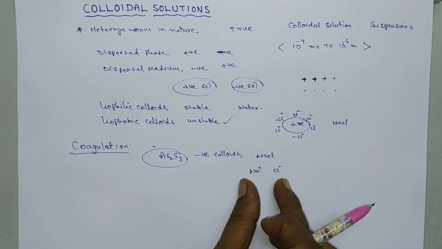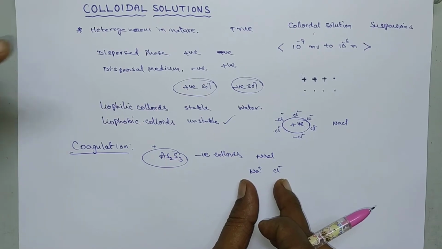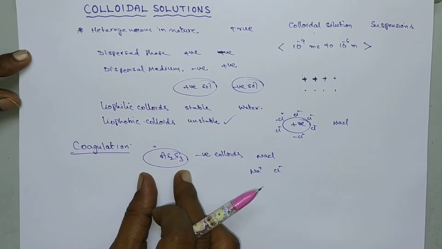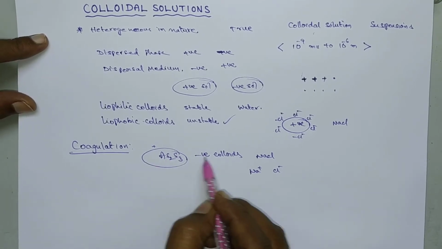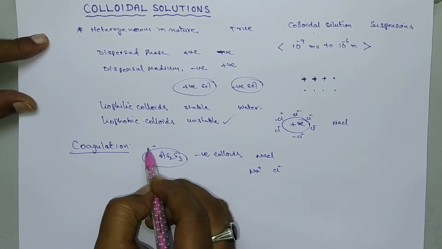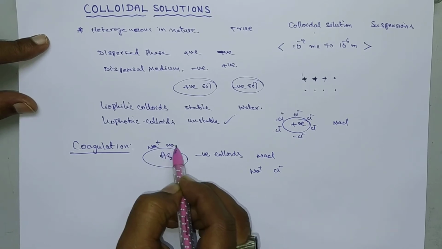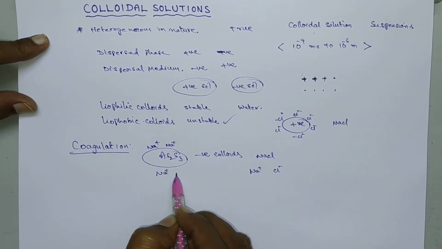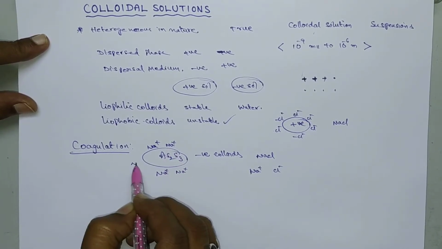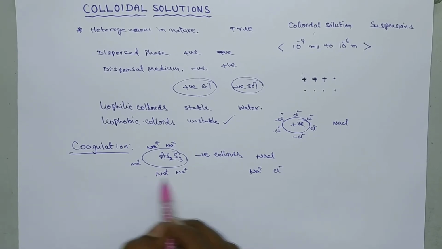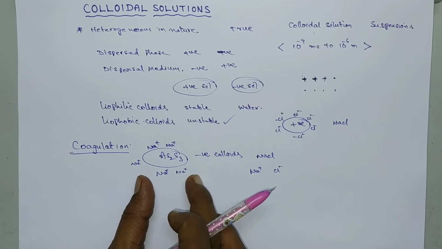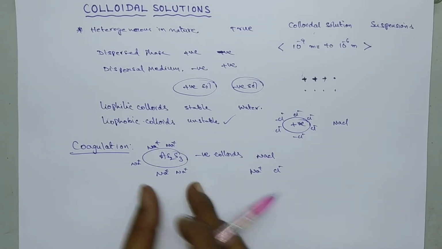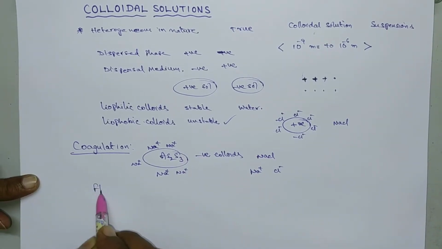From the electrolyte, any one ion is responsible for coagulation. Since it is a negative colloid, only the Na+ ion is responsible for coagulation. The Na+ ions will adsorb on the surface of the arsenic sulfide sol, and the Na+ ion is responsible for its coagulation.